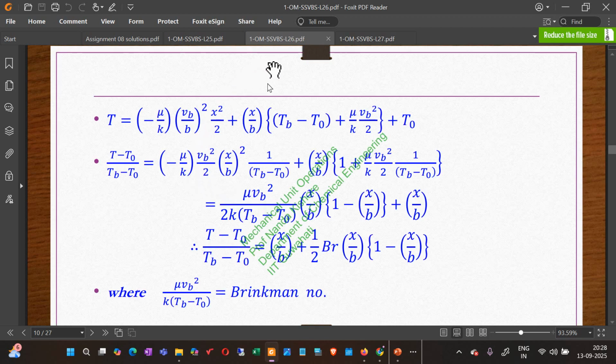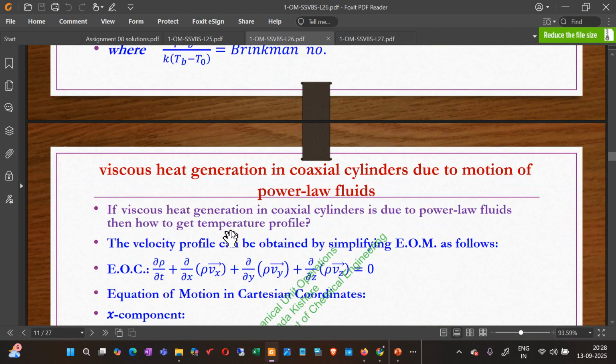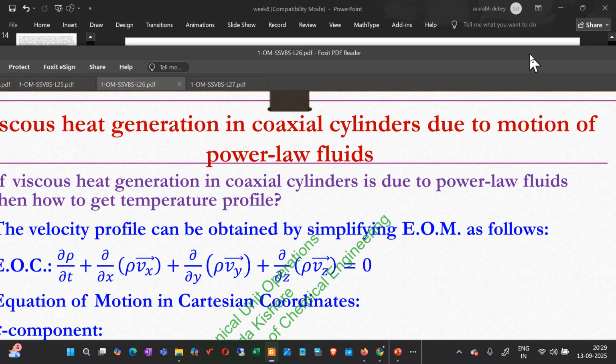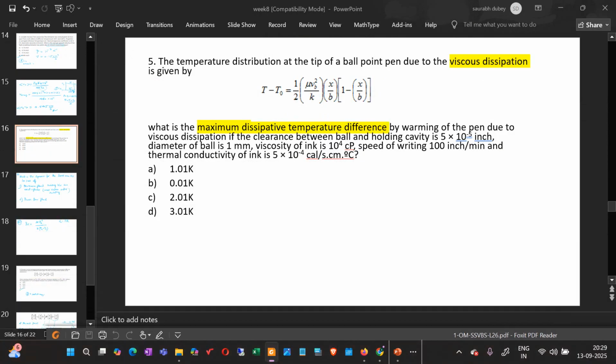So this one we have derived. So now consider the viscous heat generation in the coaxial cylinder due to the motion of a power law fluid. Now you are considering a non-Newtonian fluid. Okay, so if the viscous heat generation in the axial cylinder is due to the power law fluid, let me just fix it like this.